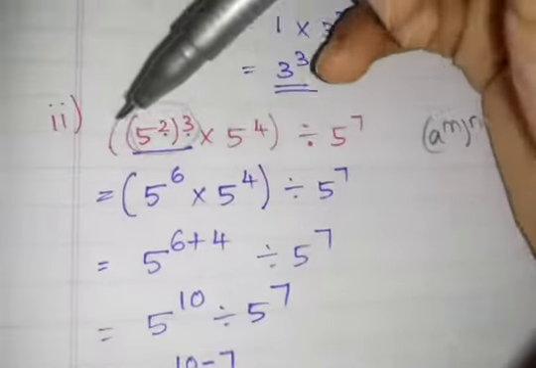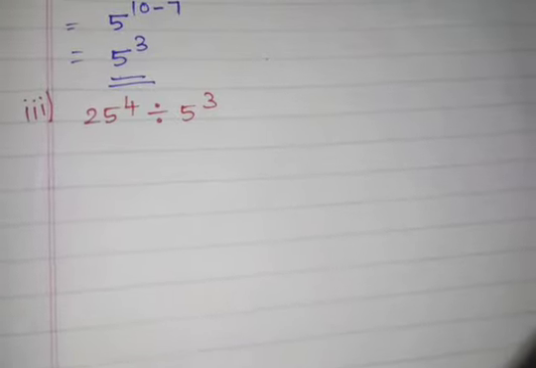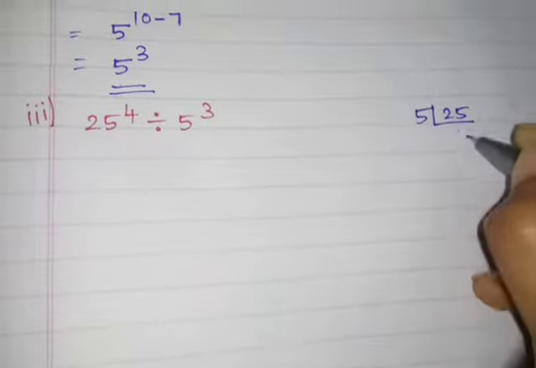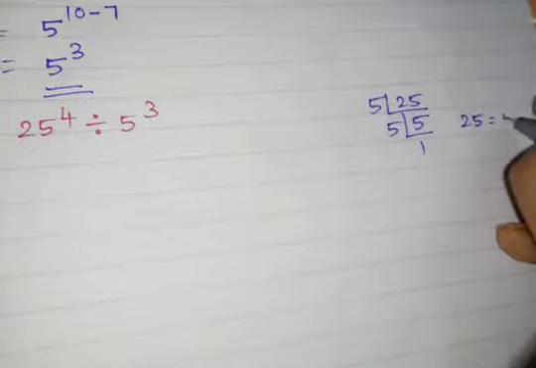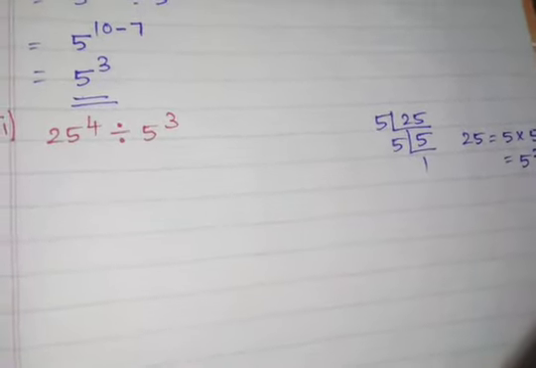I told you we have to check whether every number is a prime power, right? Here everything is a prime power: 5 power, 5 power, 5 power. But is this 25 a prime number? No. So convert that. 5 5s are 25, 5 1s are 5. So 25 can be written as 5 into 5, so 5 into 5 is 5 square.